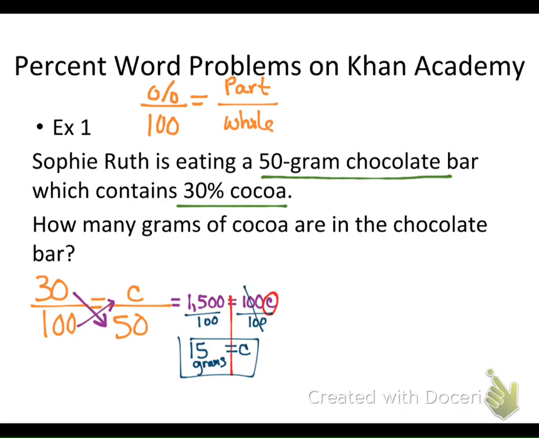This is just a bonus question. So if the chocolate bar is 50 grams, 15 of that 50 grams is cocoa, what's the remaining number of miscellaneous ingredients? Remind me at the end of class. Good, 35. All you had to do is take 50 minus 15.